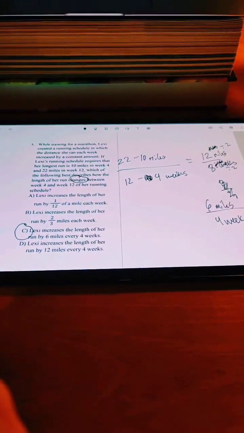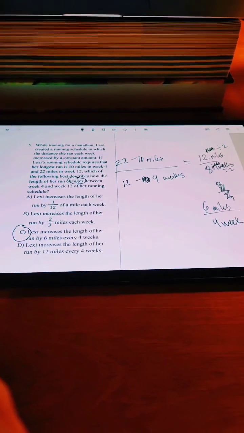Is this the formula that you just said? Yes, that's the slope formula. Yes, correct.